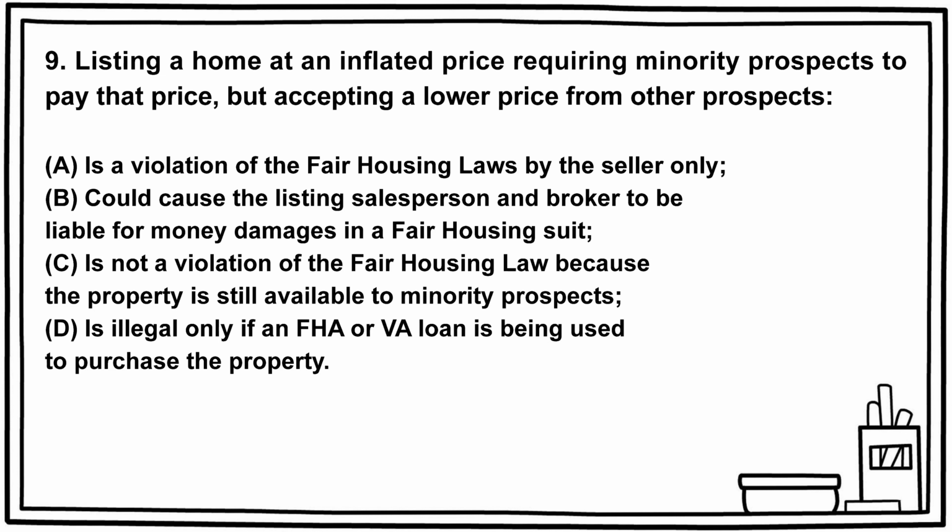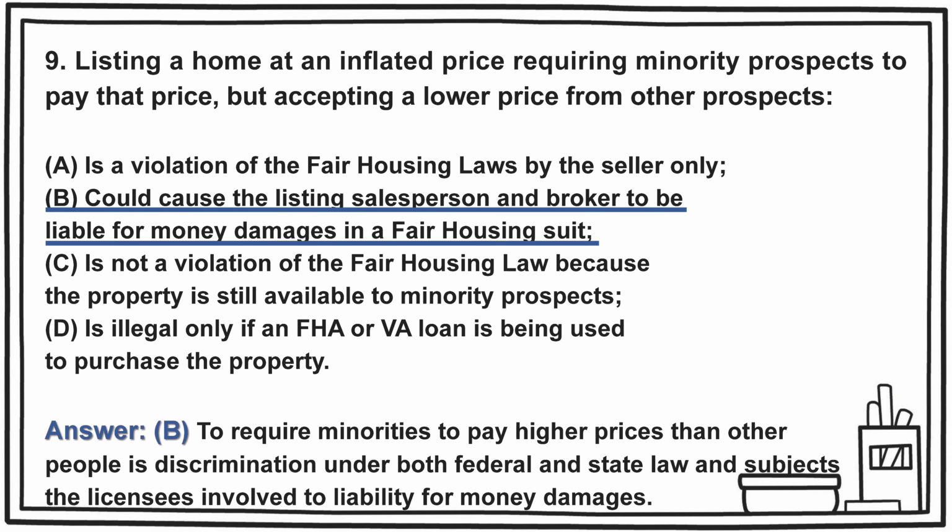9. Listing a home at an inflated price requiring minority prospects to pay that price, but accepting a lower price from other prospects. A. Is a violation of the fair housing laws by the seller only. B. Could cause the listing salesperson and broker to be liable for money damages in a fair housing suit. C. Is not a violation of the fair housing law because the property is still available to minority prospects. D. Is illegal only if an FHA or VA loan is being used to purchase the property. Answer: B. To require minorities to pay higher prices than other people is discrimination under both federal and state law and subjects the licensees involved to liability for money damages.